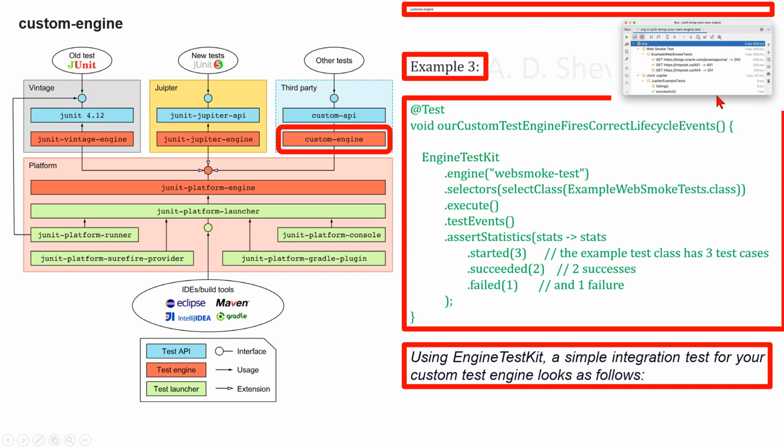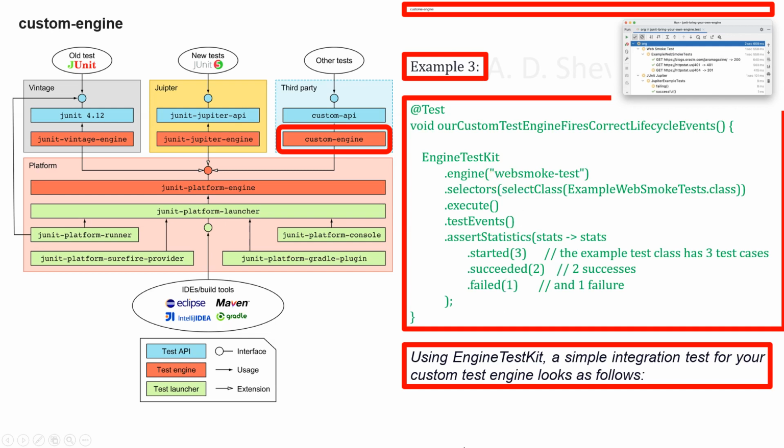To demonstrate this, add a simple JUnit Jupiter test and have it execute together with the custom test engine tests. Here is the class EngineTestKit. EngineTestKit provides support for executing a test plan for a given test engine and then accessing the result via a fluent API to verify the expected result.